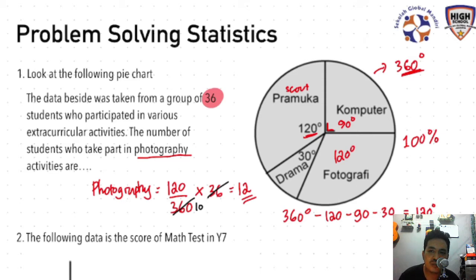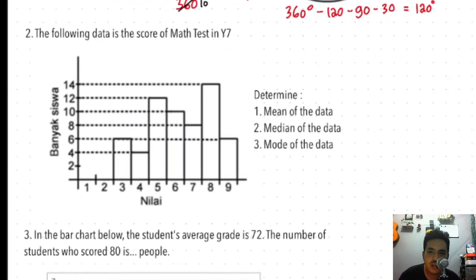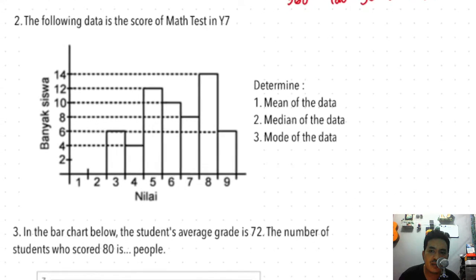Next, question number two. The following data is the score of a math test in year 7. Determine the mean, the median, and the mode of the data. To find this, we need to know how many students got 3, 4, 5, 6, 7, 8, and 9.